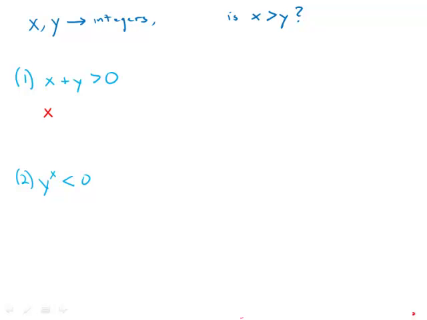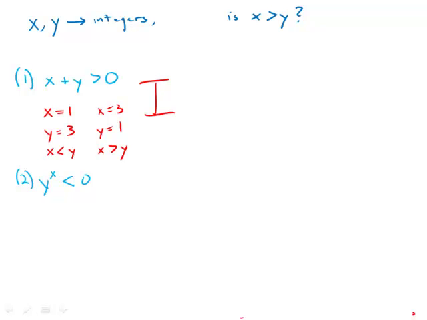For example, x could equal 1 and y could equal 3, in which case the prompt would be false, y would be greater than x, or x could equal 3 and y could equal 1, in which case the prompt would be true and x would be greater than y. So by itself, this statement gives us absolutely no way to determine whether x is greater than y or whether y is greater than x. So the statement by itself is insufficient.